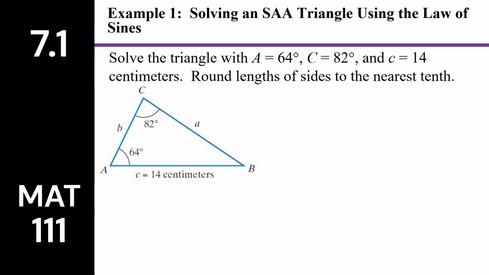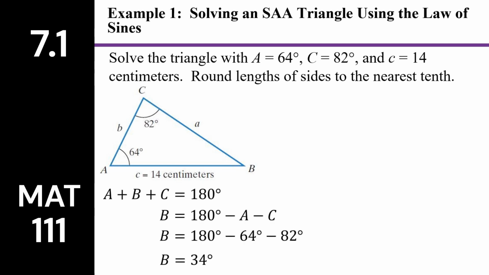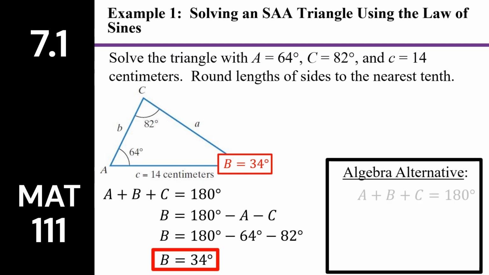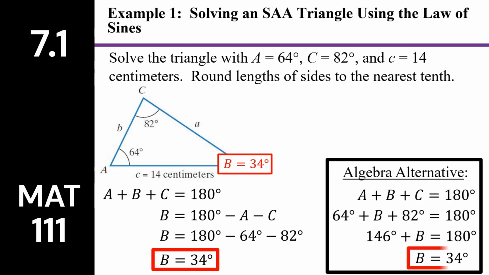Let's look at this example. Here we have a triangle where we know angle A, angle C, and side c. Since we know 2 angles, we can find the third because the 3 angles have to add to 180. So angle B is 34 degrees. Here's an algebra alternative. Notice on the left, we solved for B first and then substituted. On the right, we substituted first and then solved. You can use either method you prefer.